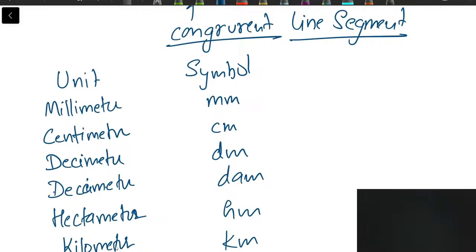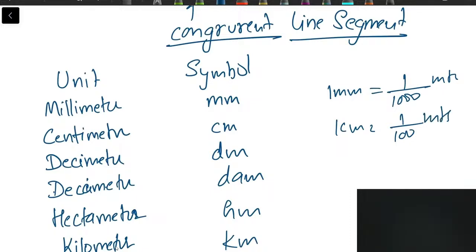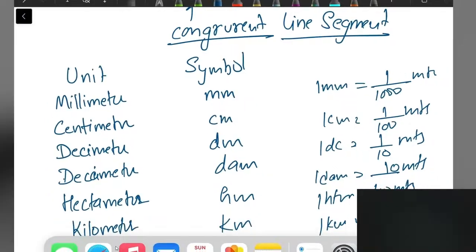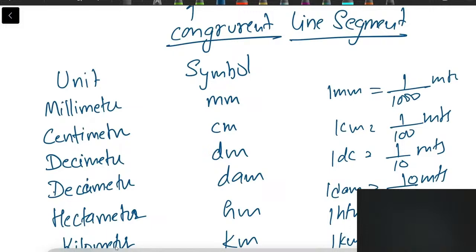Now we will represent the relationships. 1 millimeter is equal to 1 upon 1000 meter. 1 centimeter is equal to 1 upon 100 meter. 1 decimeter is equal to 1 upon 10 meter. 1 decameter is equal to 10 meters. 1 hectometer is equal to 100 meters. 1 kilometer is equal to 1000 meters. You should have this table in your mind.